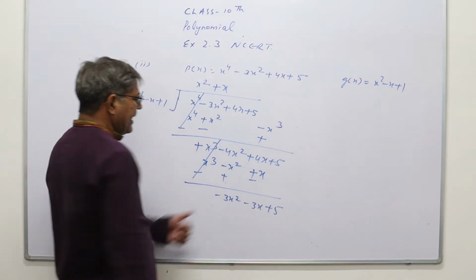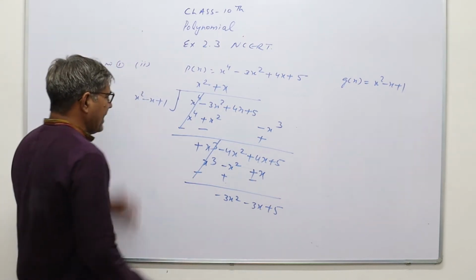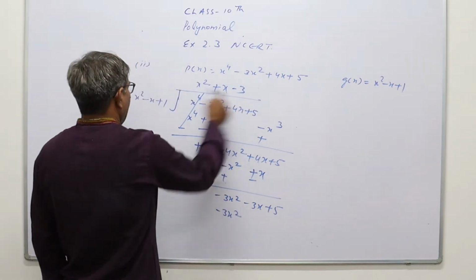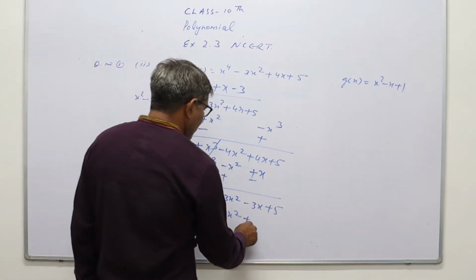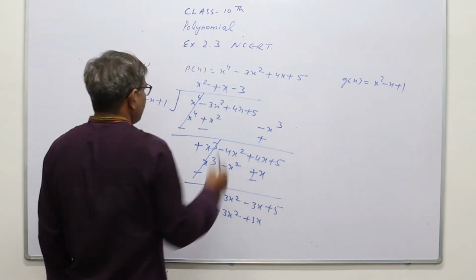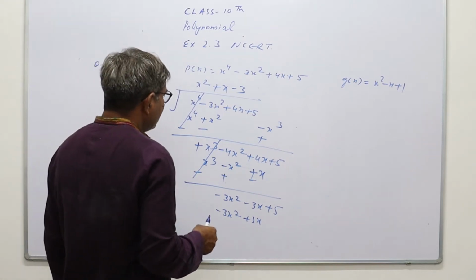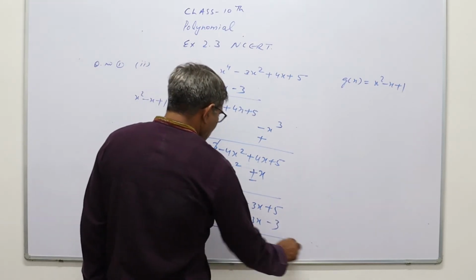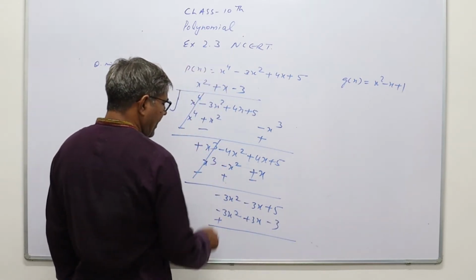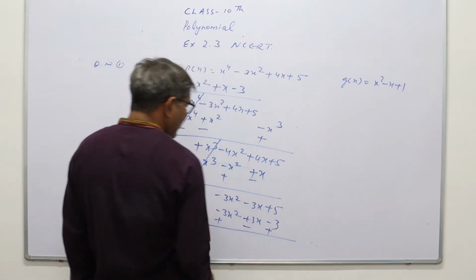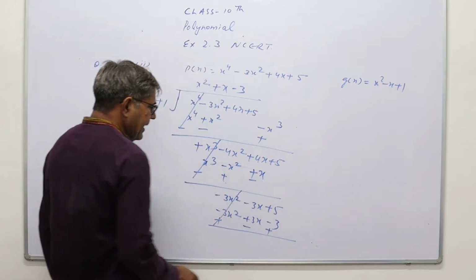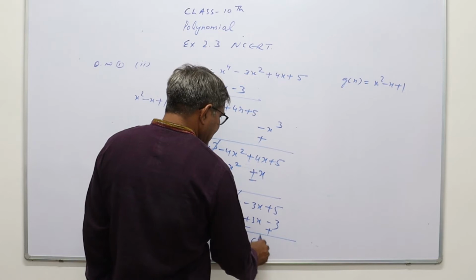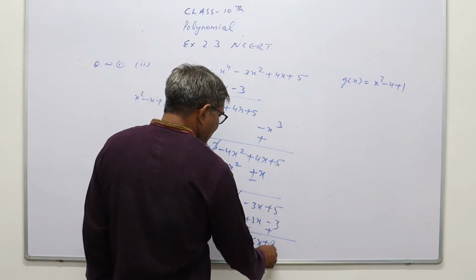Again see, the highest degree term is minus 3x square. So if we multiply by minus 3, then minus 3x square, minus 3 into minus x, that is plus 3x, and minus 3 into plus 1, that is minus 3. On subtracting, this will be plus, this will be minus, and this will be plus. So these two terms will be cancelled. The remaining terms are 3x minus 3x, that is minus 6x, plus 5 plus 3, that is plus 8.